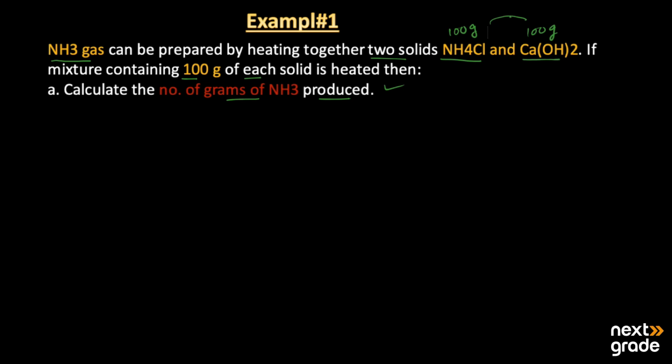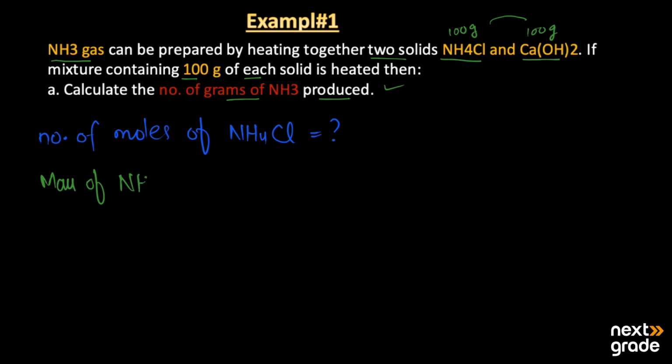To find the number of grams of the products, we have to find the number of moles of the reactants. So the first step is to find the number of moles of the reactant ammonium chloride, NH4Cl. To find the number of moles, we need just two things. The first one is the mass of ammonium chloride, which is given. It is 100 grams.